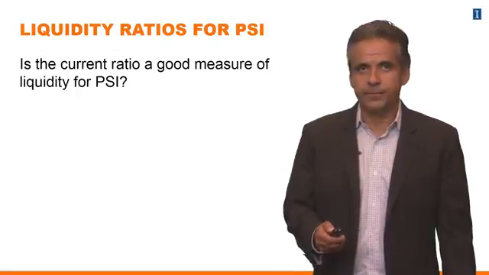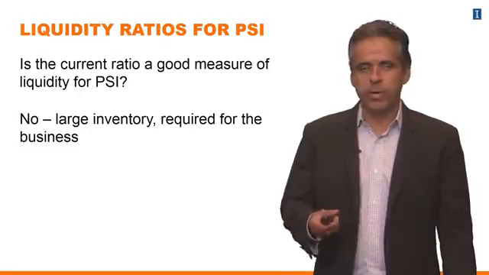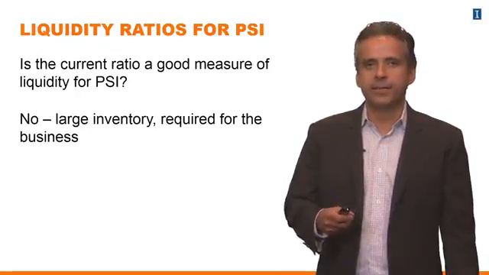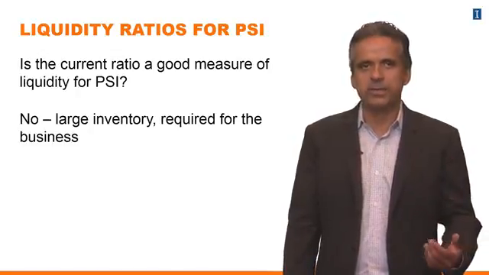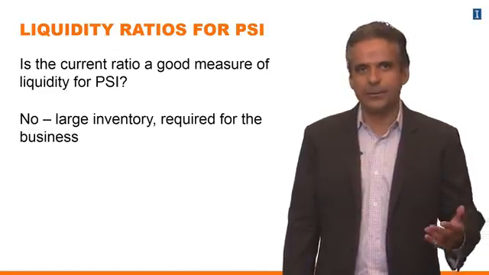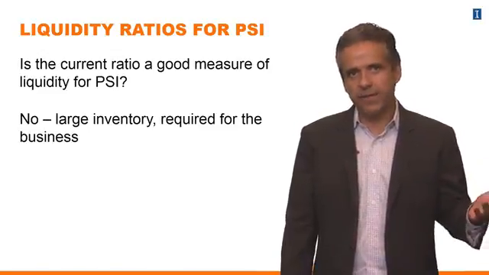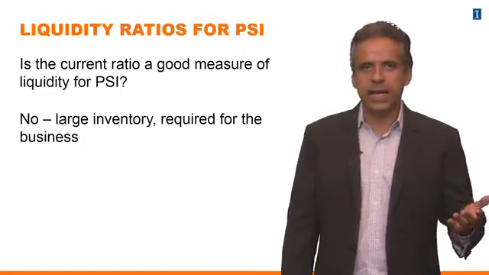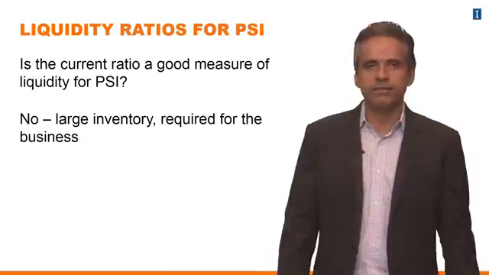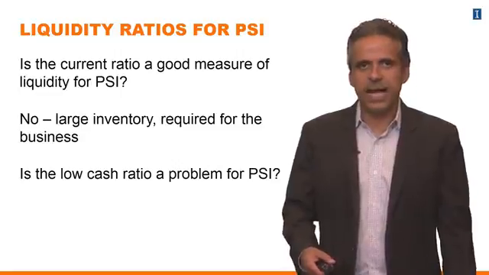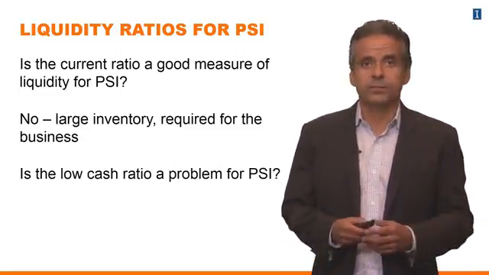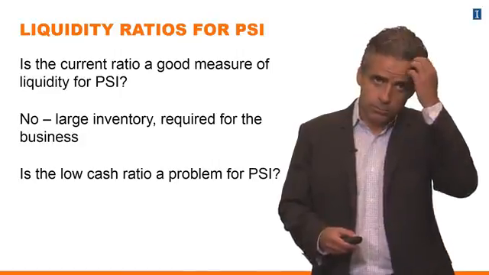So think about that, and you pretty soon should figure out that there is a problem with using just the current ratio as a measure of liquidity for PSI, given that the company has very large inventory, right? And this inventory is required for the business, so we should not think of this inventory as a particularly liquid asset, okay? So it's not a bad thing that they have a high current ratio, but it doesn't mean that they can always rely on their inventory to manage liquidity, okay? And if you look at the data in that slide, you'll see that PSI has very low cash, okay? The cash ratio is quite low, right?